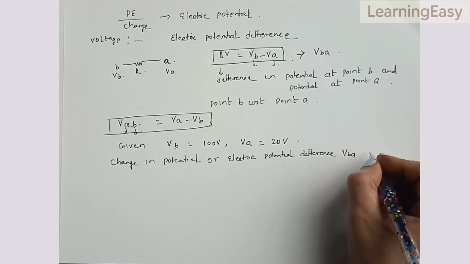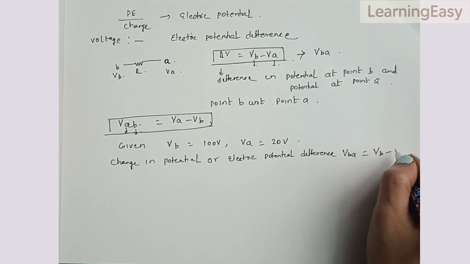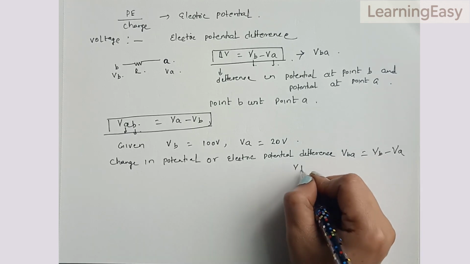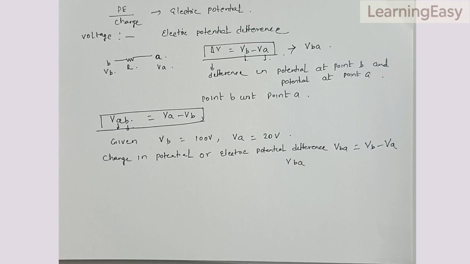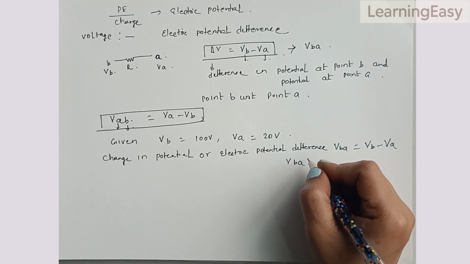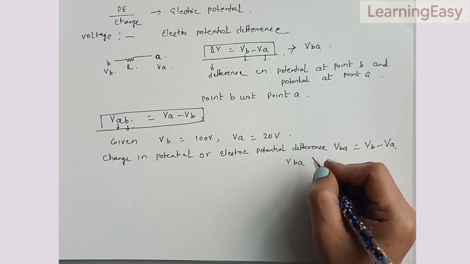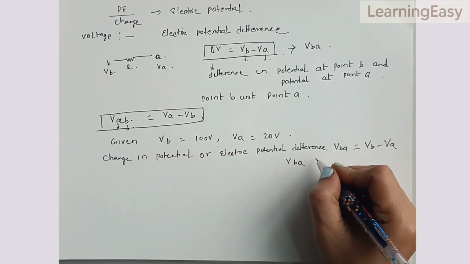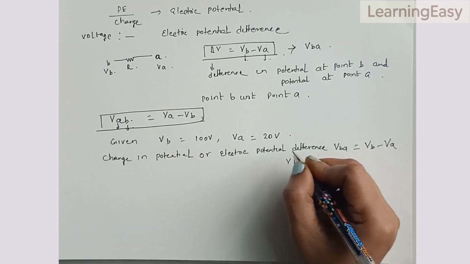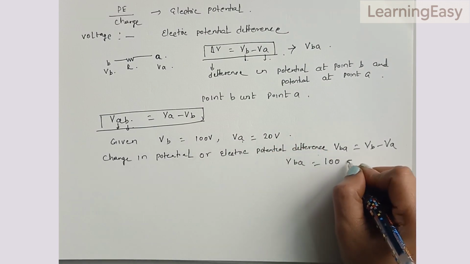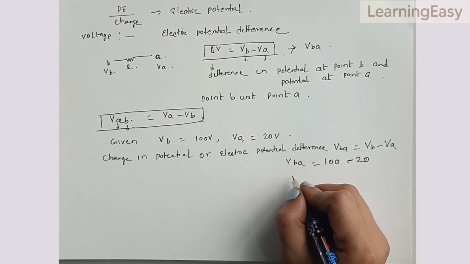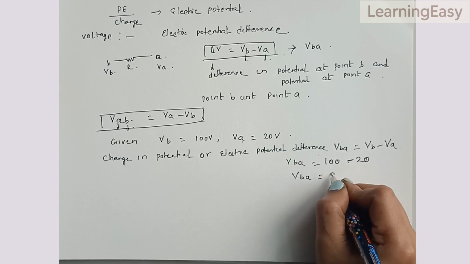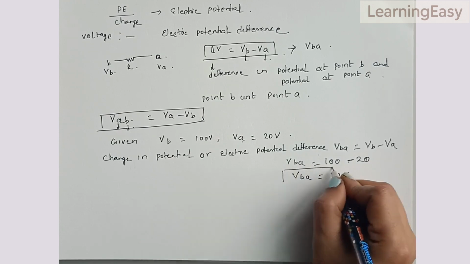V of BA is equal to V of B minus V of A, as given in the question. We have V of B is equal to 100 volt and V of A is equal to minus 20. So V of BA comes as 80 volt.